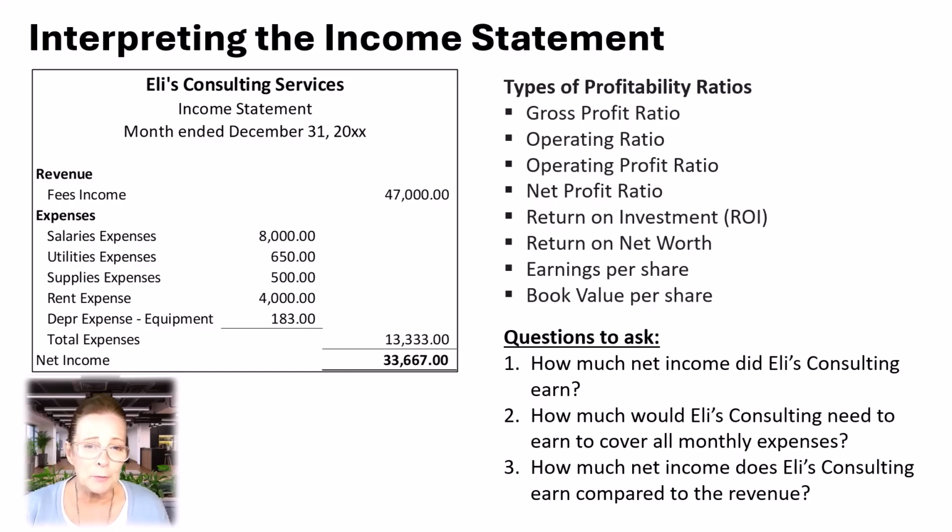There are quite a few ratios that can be used to interpret the income statements. Some of the ratios are gross profit ratio, operating ratio, operating profit ratio, net profit ratio, return on investment (ROI), return on net worth, earnings per share, and book value per share. Some of these ratios only apply to corporations that have issued shares of stock.